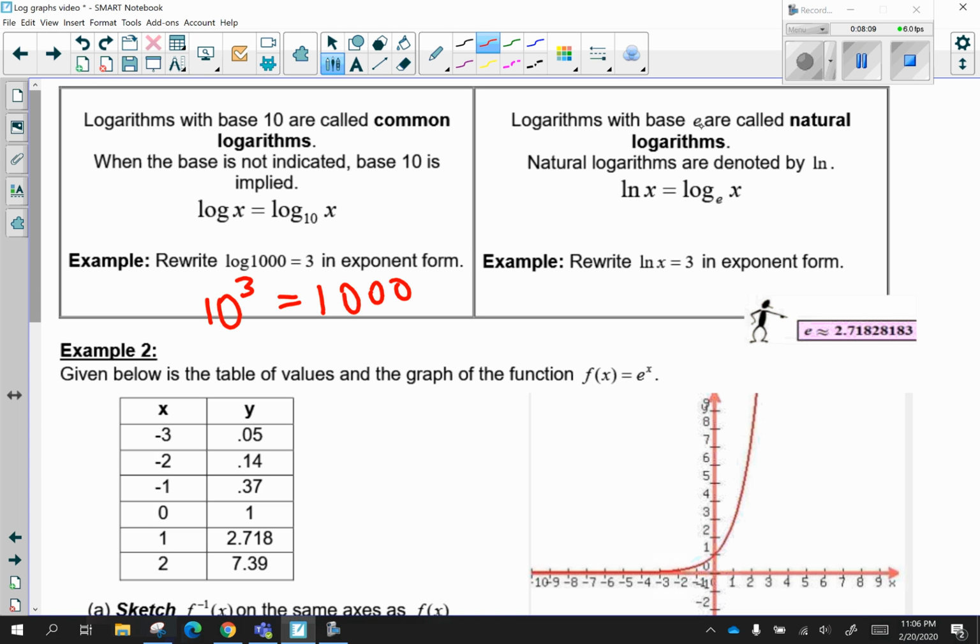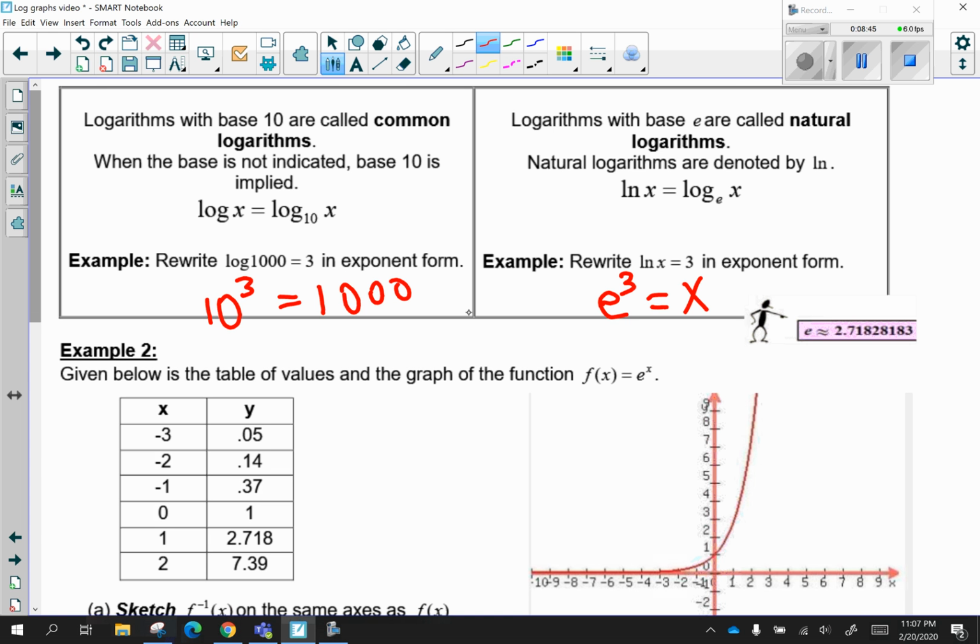Logarithms with base e are called natural logarithms. Natural logarithms are denoted by ln, the n for natural. So whenever we see ln of x, we understand that to equal log with base e of x. So for example, if we wanted to rewrite ln of x equals 3 in exponential form, well, if I see an ln and I do not see a base, I know my base is e. Raised to the third equals x.